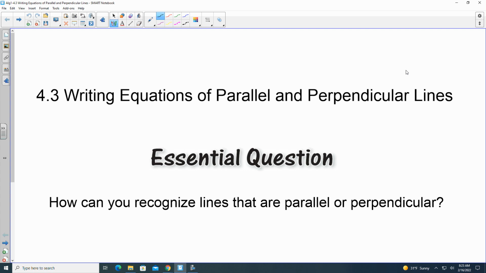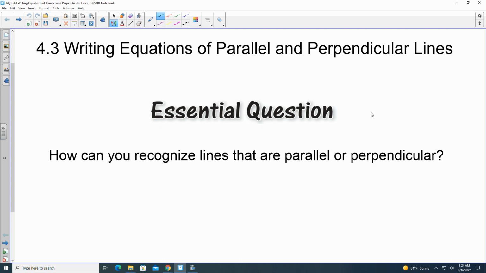In this lesson, we'll be looking at section 4.3, where we're going to be writing equations of parallel and perpendicular lines. So here at the bottom, it asks us, how can you recognize lines that are parallel or perpendicular?